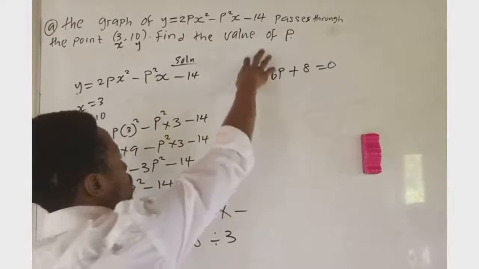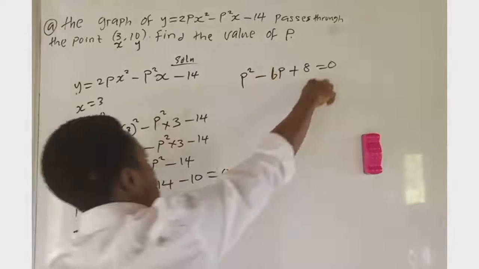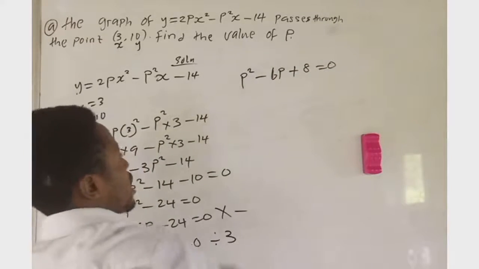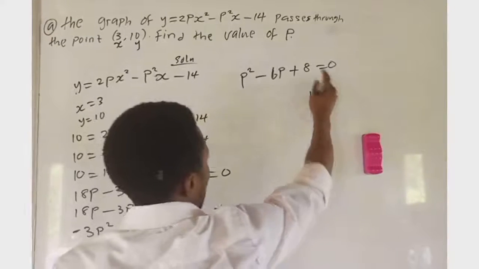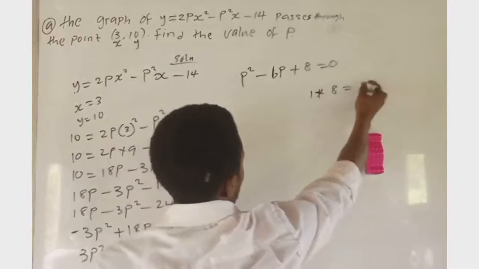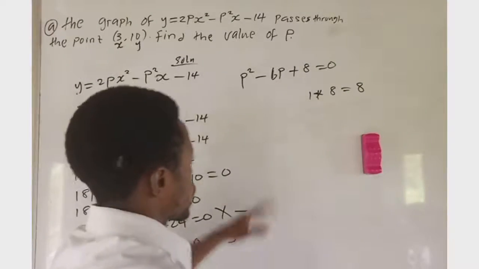p squared, and in this place we have p squared, the coefficient of p squared multiplied by the constant, which is what? 8. The coefficient of p squared is 1. That means 1 multiplied by the constant, we have 8. 1 times 8 will give us 8. So that is the first thing.